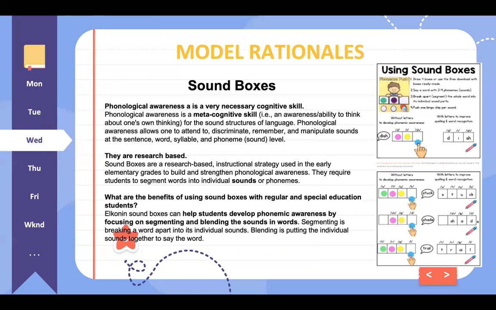They require students to segment words into individual sounds or phonemes. And so this intervention benefits regular and special education students because it can help students develop phonemic awareness by focusing on segmenting and blending the sounds in words. Segmenting is breaking a word apart into its individual sounds, and blending is putting the individual sounds together to say a word.